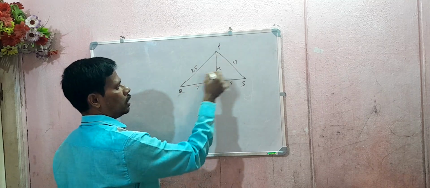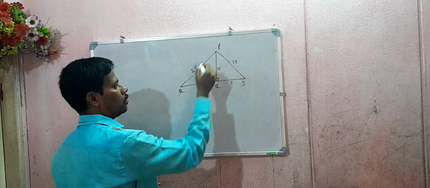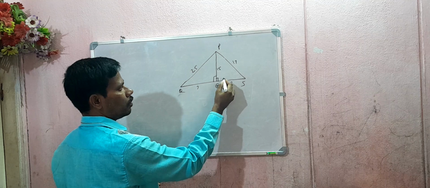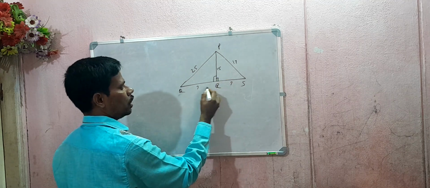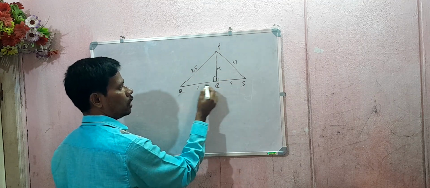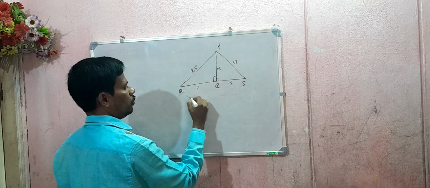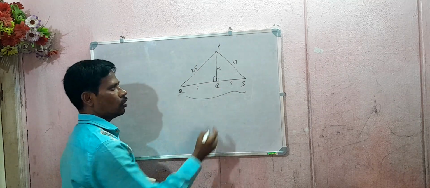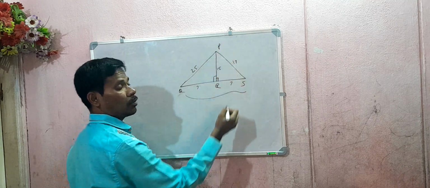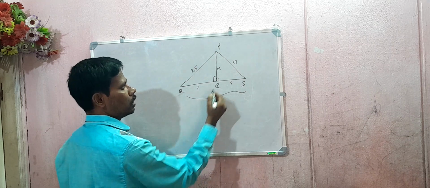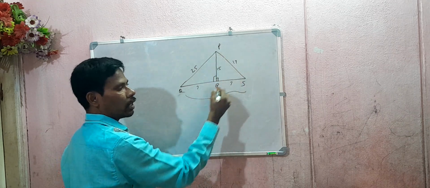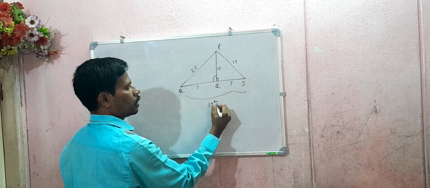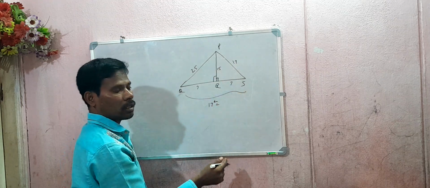Here this is the triangle given, and these are the measurements given. He is asking what is the length from here to here, here to here, and what is the total distance. So this is a right angle triangle. Apply Pythagoras theorem. What is the Pythagoras theorem? Square on the hypotenuse is equal to the sum of the squares on the other two sides.